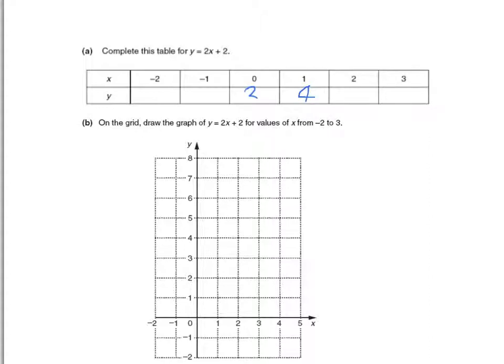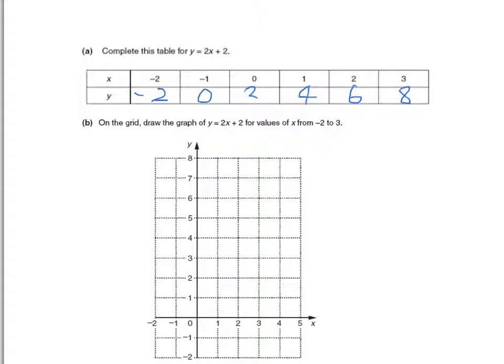We put 2 in now. 2 times 2 is 4, add on 2 is 6. If we put 3 in, 3 times 2 is 6, add on 2 is 8. Now what you should notice is that these values are going up in 2s. So that means this way it's going down in 2s. So the next one, for minus 1, would be 0, and for minus 2 it will be minus 2.